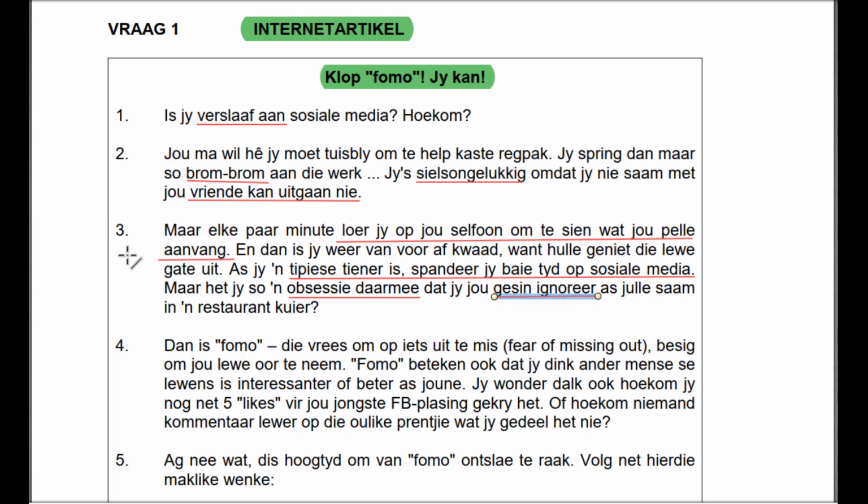So paragraph 3 continues the scenario and it says, even though you're helping your mom, are you looking on your phone every few minutes to see what your friends are doing? And then you get upset because you see them enjoying life while you are helping mom pack the cupboards? And if you are a typical teenager, you spend a lot of time on social media. But has it become such an obsession that you are able to ignore your family when you guys sit together and visit at a restaurant, for example?